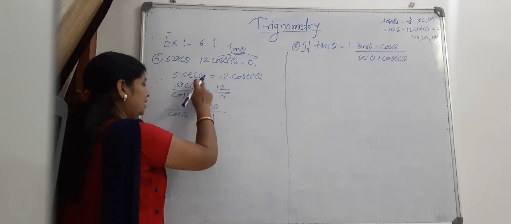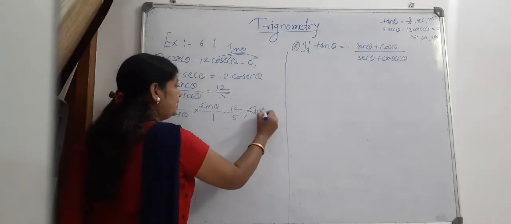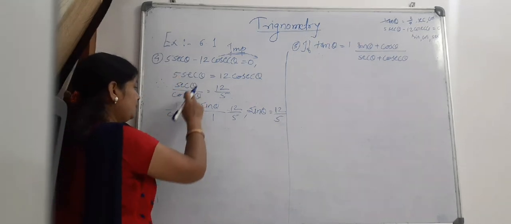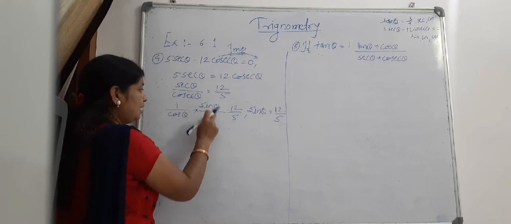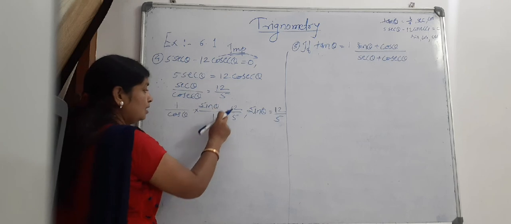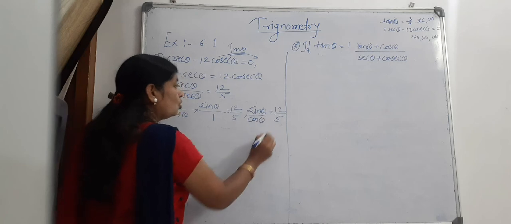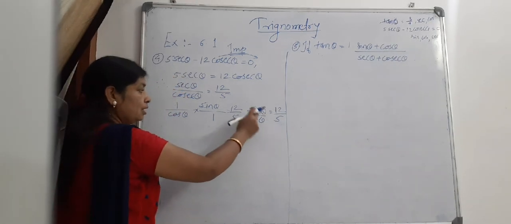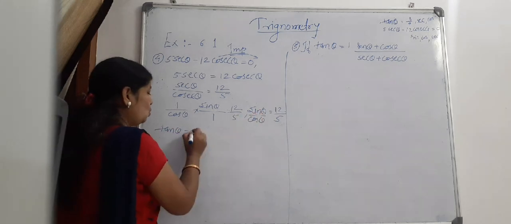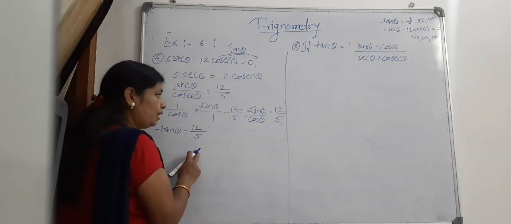Cosec means 1 upon sin and sec means 1 upon cos. Here we are given 12 upon 5, so sec theta upon cosec theta is equal to 12 upon 5. Sec means 1 upon cos and cosec means 1 upon sin, so you get sin theta upon cos theta is equal to 12 upon 5. Now sin theta upon cos theta means tan theta is equal to 12 upon 5.